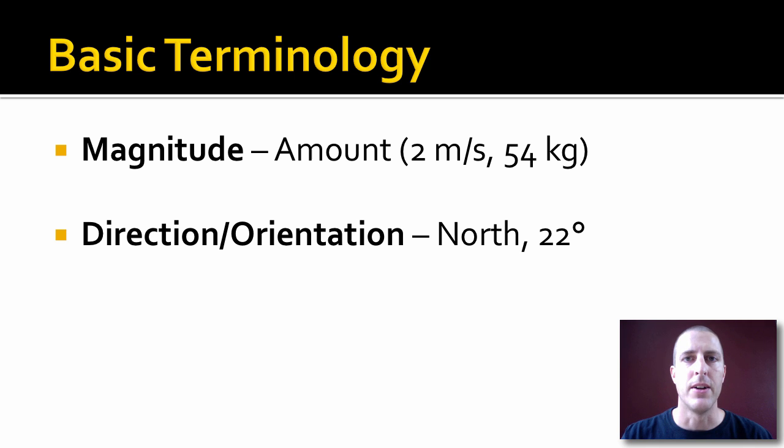But some basic terminology. Magnitude is just a fancy way to say an amount. So if I ask for the magnitude of anything, I'm just talking about how much is it. How many of them are there? 2 meters per second, 54 kilograms. Those are magnitudes. Direction, and sometimes we call it orientation, is just referring to, well, the direction, such as north or maybe 22 degrees, things like that.